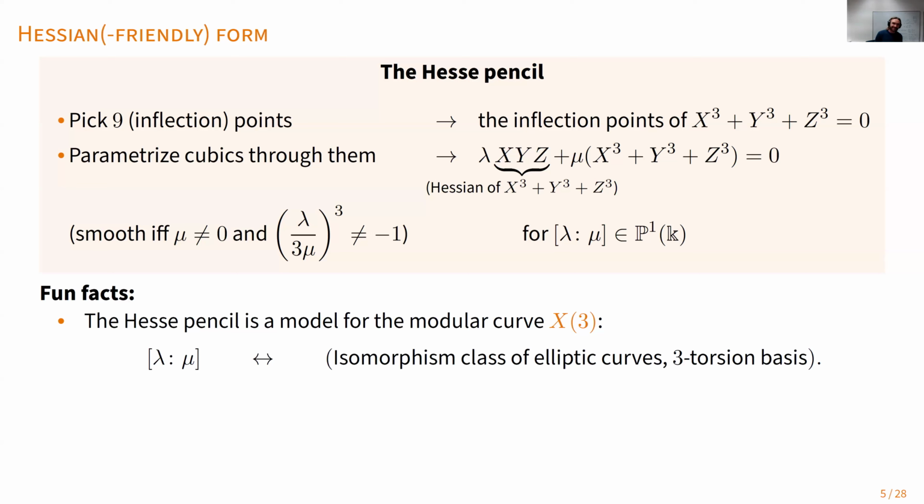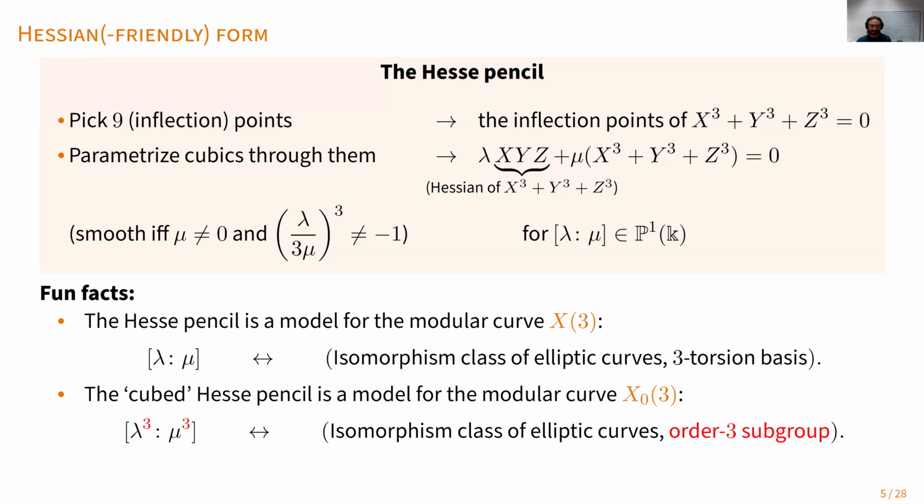Okay, some fun facts that I only recently learned and which are hopefully true. Well, the Hesse pencil is a model for the modular curve of level 3. So these values of lambda and mu actually encode pairs of isomorphism classes of elliptic curves together with torsion bases. And even better, if you take the cubes of them, they still encode something meaningful: isomorphism classes of elliptic curves together with cyclic groups of order 3. So it's a nice model if you want to consider 3-isogenies.